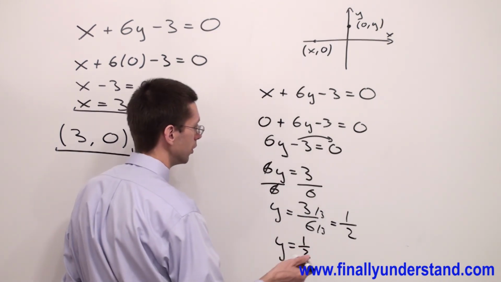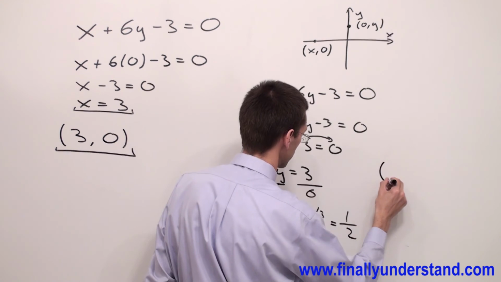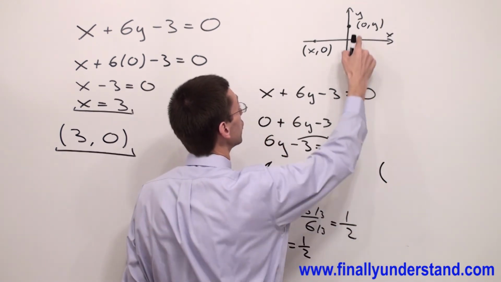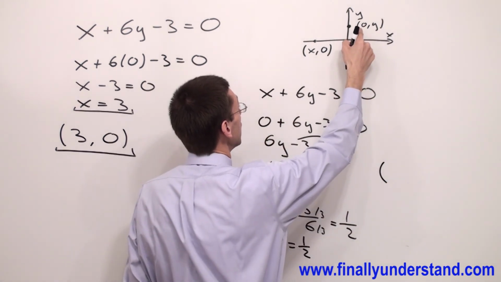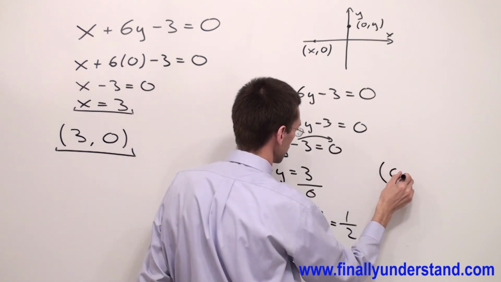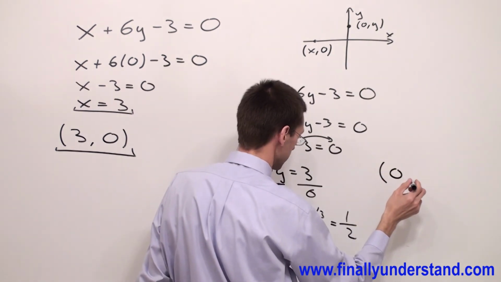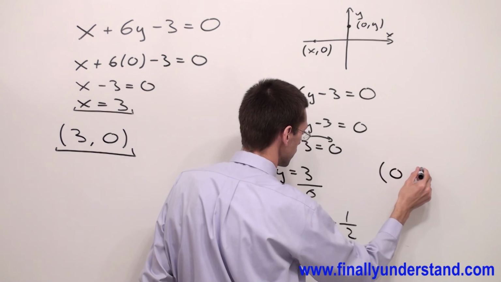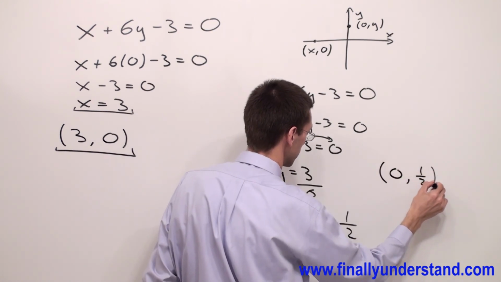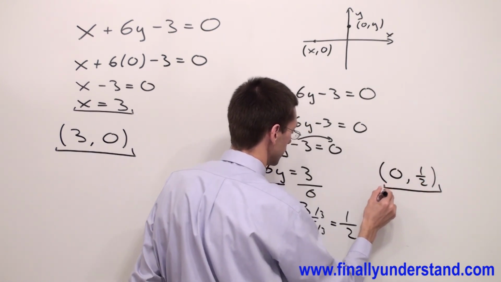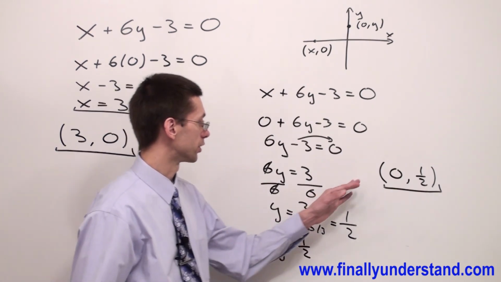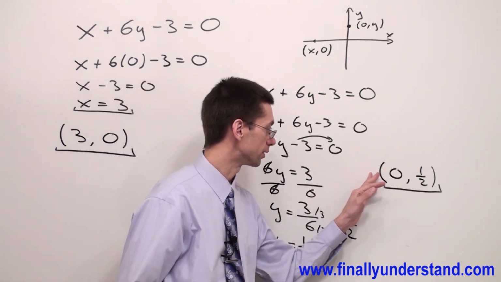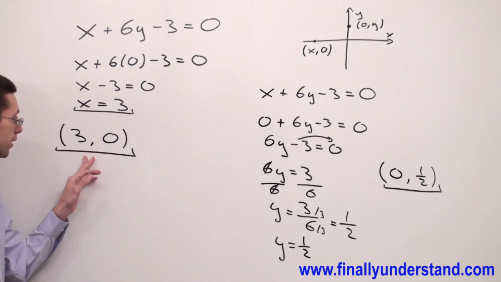So if you want to write in terms of two coordinates, remember for y-intercept, x coordinate is always equal 0 and y is equal 1/2. So these are my intercepts. This is my y-intercept and this is my x-intercept.